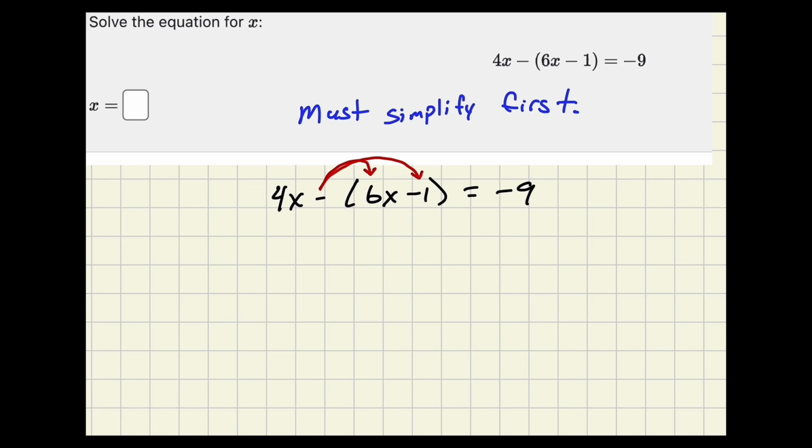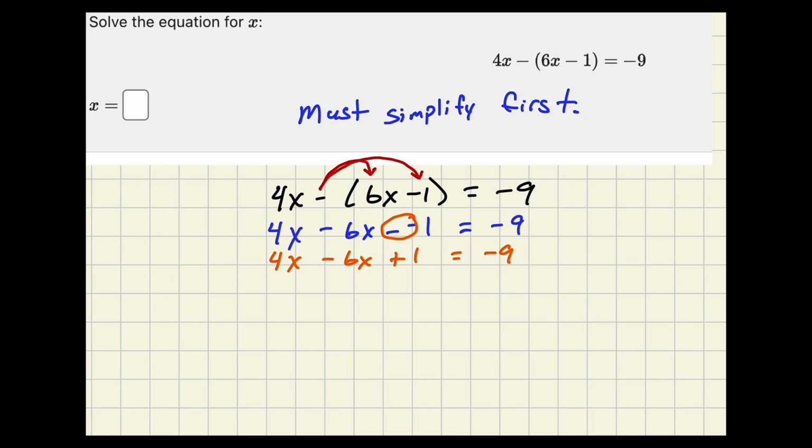We'll try and take these steps kind of slow, right? I end up with 4x minus 6x, right? And the minus negative 1 equals negative 9. These two negatives right here create a positive. So I got 4x minus 6x plus 1 equals negative 9. And it's okay to take it step by step. We're in no rush. We don't need to rush anything.